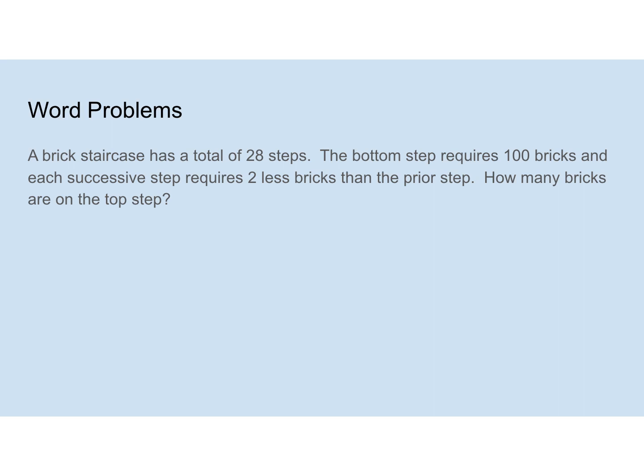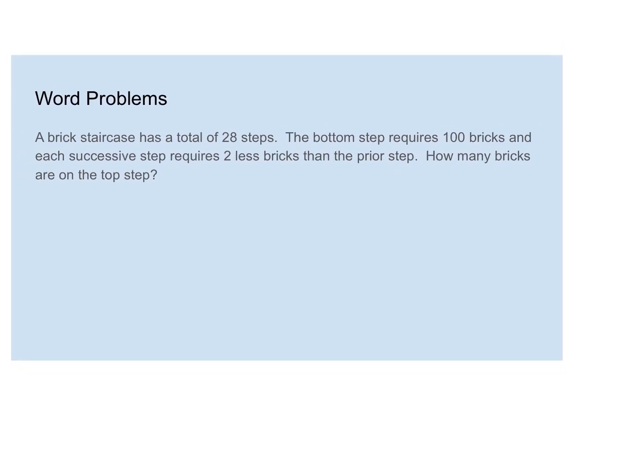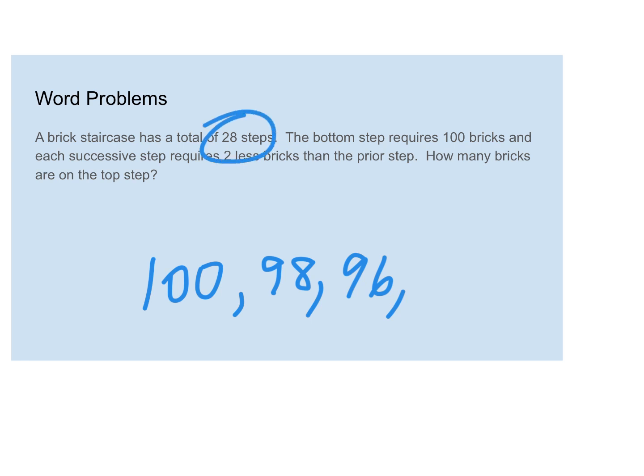It has a total of 28 steps. The bottom step requires 100 bricks, and each successive step requires 2 less bricks. Oh, so you're saying we start with 100 and we keep subtracting 2. You want to do that forever? Do you want to do it 28 times? No, you wouldn't do it 28 times, 27 times.